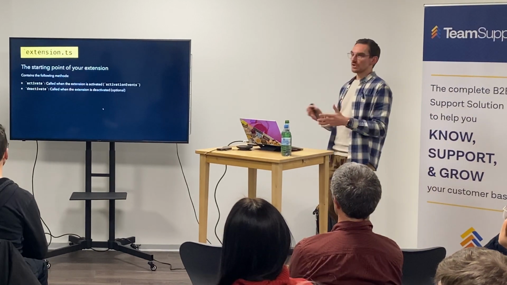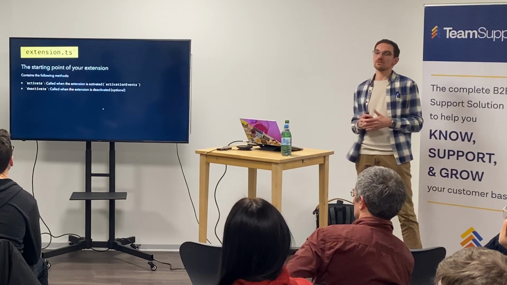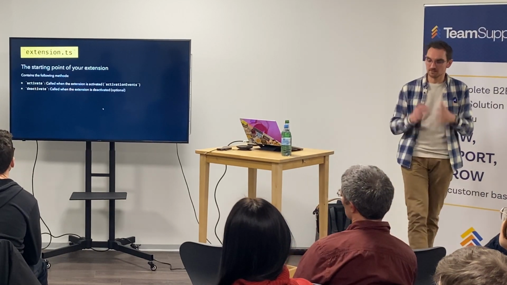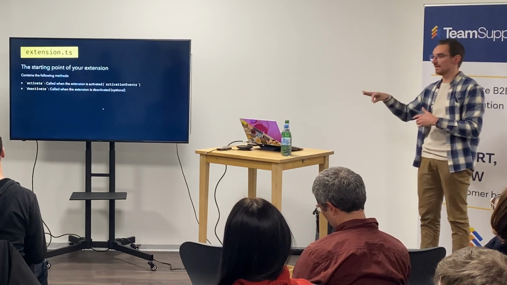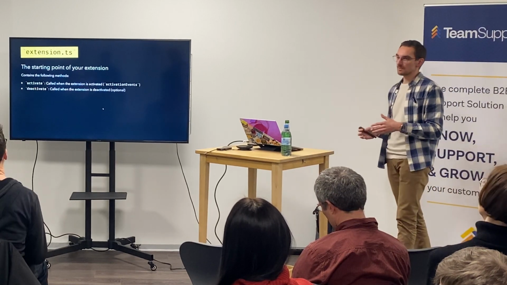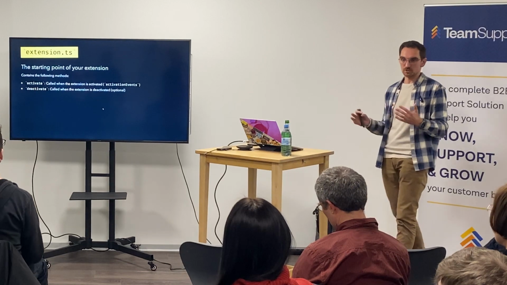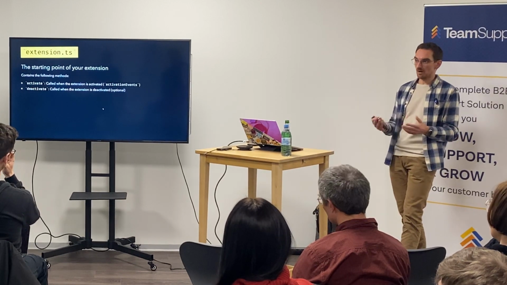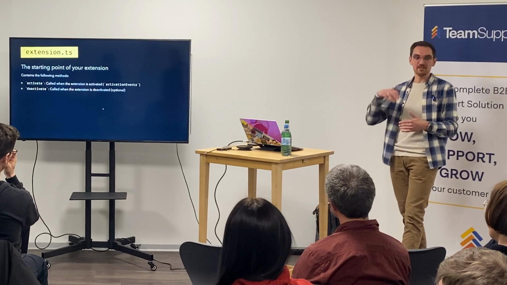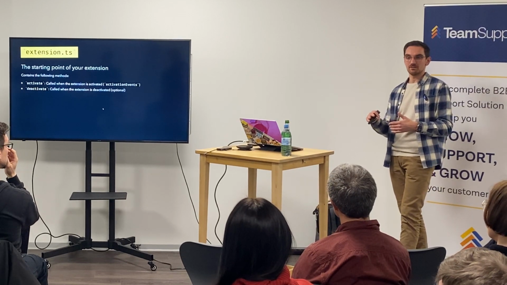So where does the coding actually start? The coding starts in your extension.ts file. In the extension.ts file, you have 2 methods. You have the activate one and you have the deactivate one. The deactivate one is most of the time optional. I've never really used it. Why? It's only when you deactivate the extension.